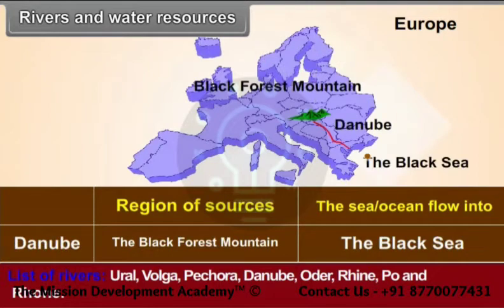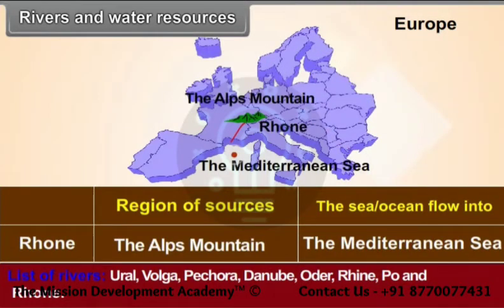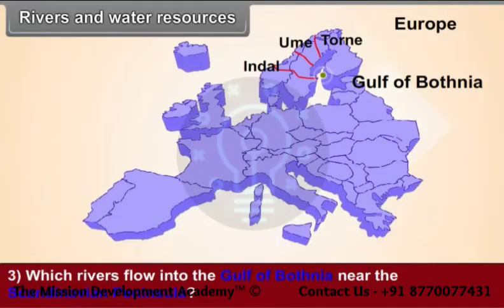Name any two rivers flowing through the North European plains. Number 3. Which rivers flow into the Gulf of Bothnia near the Scandinavian Peninsula? Number 4. As the rivers originating in the Scandinavian peninsula are located between 60 degrees and 80 degrees north latitude, what could be their source: a spring, a lake, or a glacier?